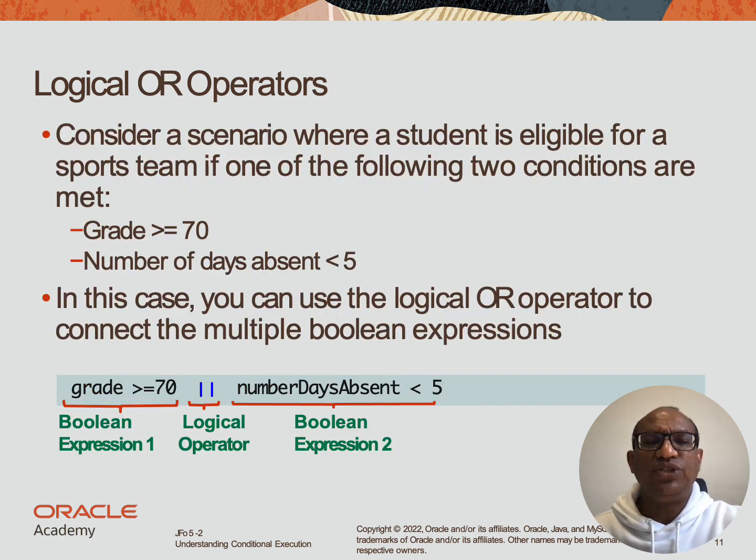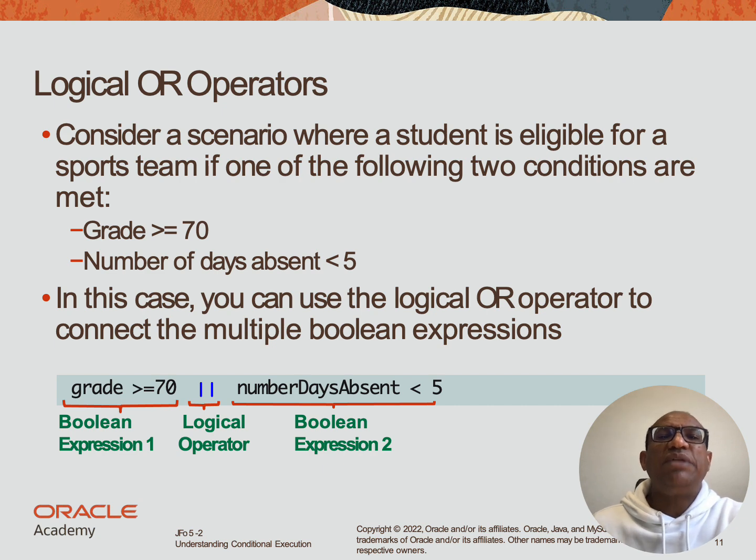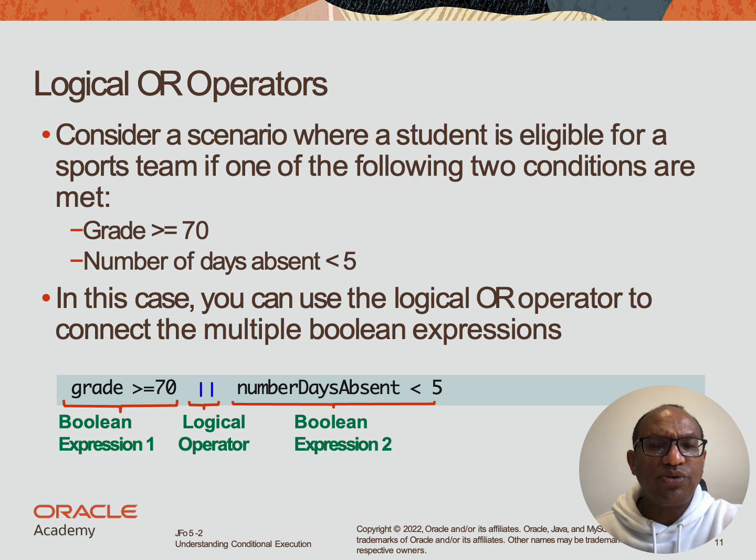Now, let's look at logical OR. Say a student qualifies for sports team if their grade is at least 70 or they have fewer than 5 absences. Use double pipe to express this logic. The combined condition is true if either or both of the Boolean expressions are true. The combined condition is false if both of the Boolean expressions are false.